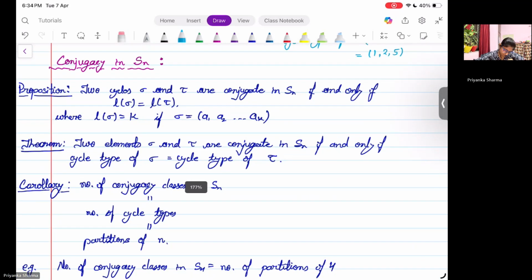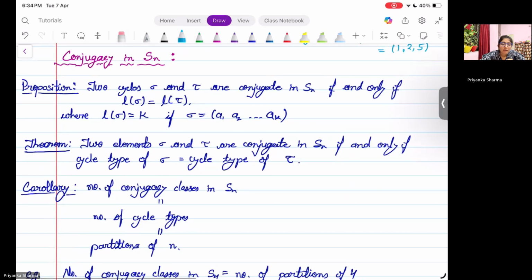What is the length of sigma? If sigma is written as a1, a2 up to ak, then this k will be the length of sigma. So we can say that any two cycles of the same length will be conjugate, and any two cycles will be conjugate if they have the same length.